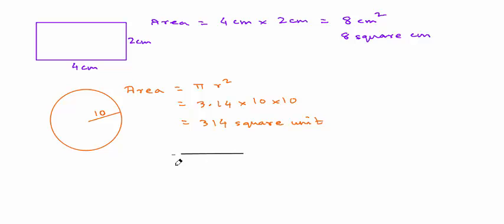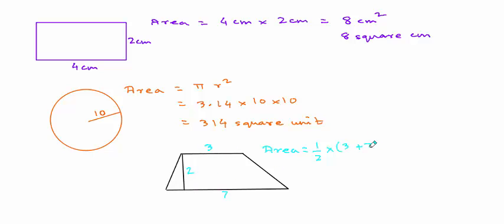Let's have a trapezium. And let's say that this side length is 3 units from here to here, and this is 7 units from here to here. And let's also say that the height of the trapezium is 2 units. So the area is going to be equal to 1/2 times the sum of the lengths of the parallel sides. So that's 3 plus 7 multiplied with the distance between them, which is 2. So this is equal to 1/2 times 3 plus 7 is 10 times 2. You could cross off the 2 with the 2. The answer is 10 square units.